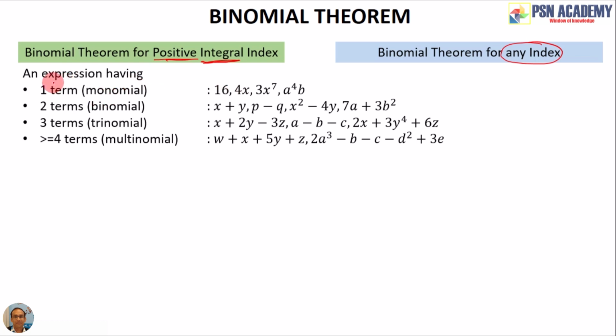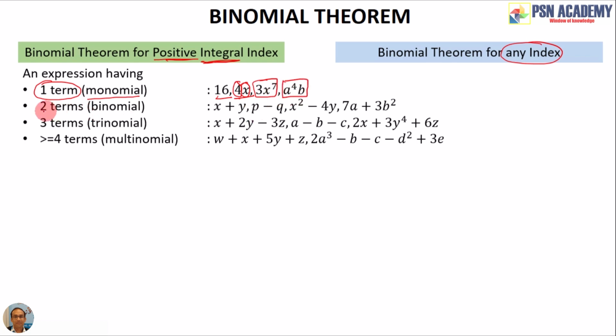If you have your expression with only one term inside, then you say that it is a monomial. For example, 16 is a monomial, 4x is a monomial. Now here you see that 4 is a constant and x is a variable, but these are in multiplied form, so there is a dot operator between these two. So this will be treated as a single term where there are two factors. 4 is one factor and x is another factor. Here also, this one is a single term and this one is also a single term.